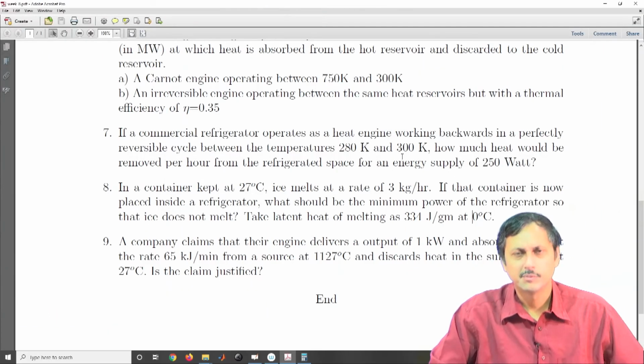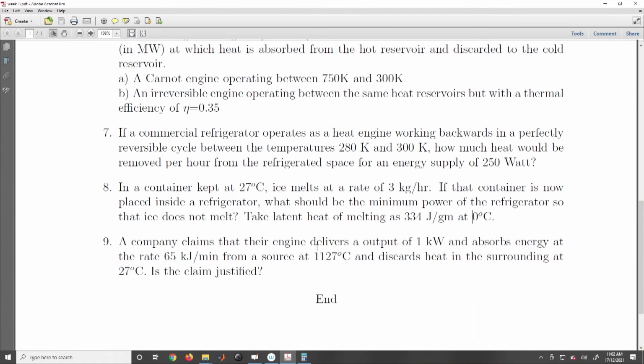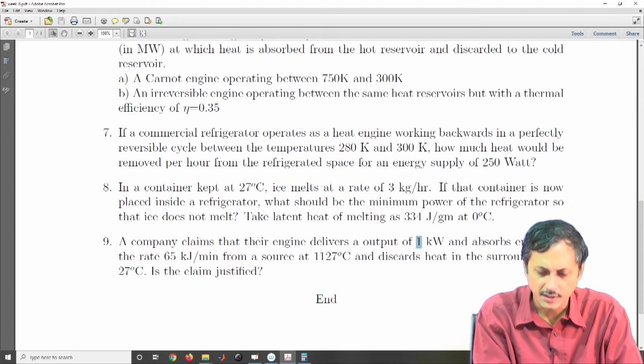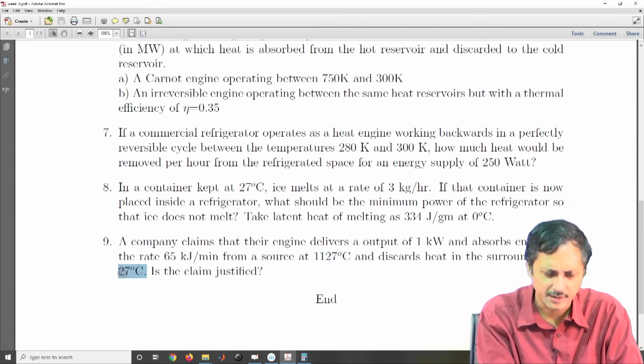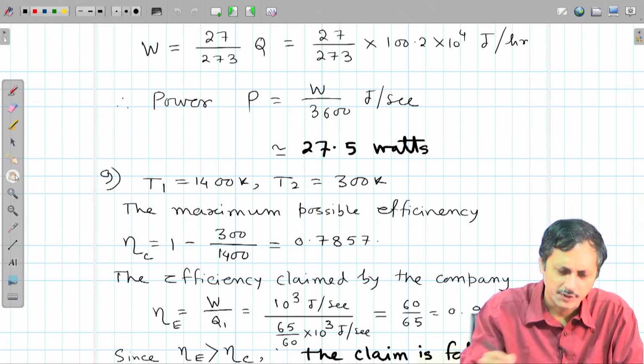So, we come to the last problem of this lecture. A company claims that their engine delivers an output of 1 kilowatt and absorbs energy at a rate of 65 kilojoules per minute from a source at 1127 degree centigrade and discards the heat in the surrounding at 27 degree centigrade. Is the claim justified? So, this is the question. Basically what is given is work output, the heat input is given here, source temperature and the sink temperature is given here. So, what all we need to do is we need to compute the efficiency.